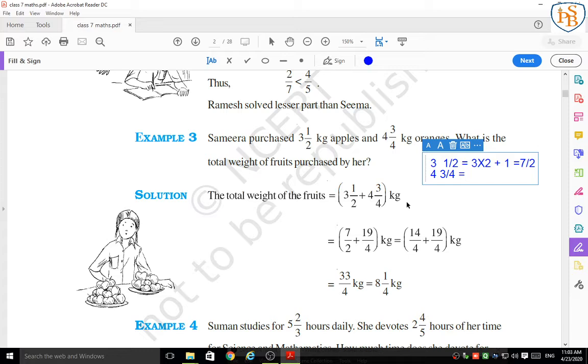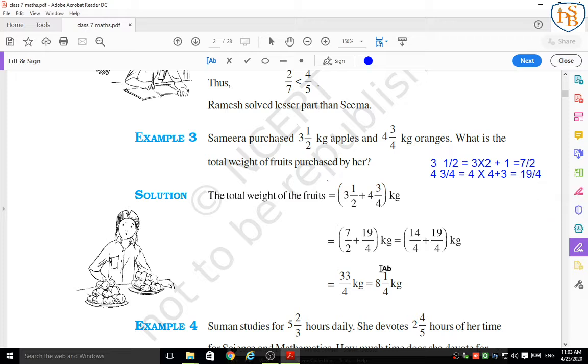We have to multiply the whole number and the denominator, that is 4 into 4, and we have to add the numerator, that is 3. So what will be the answer? 4 4s are 16 and 3 is 19, and the denominator will remain, that is 4. Okay. So look here, the second step, that is 7 upon 2 plus 19 upon 4 is equal to.